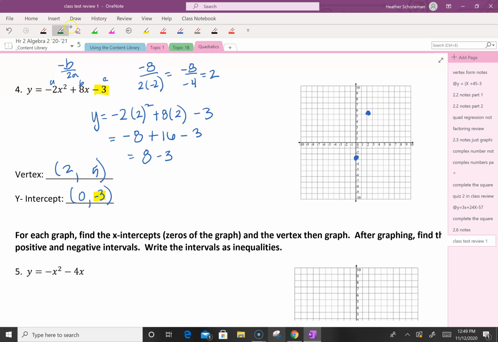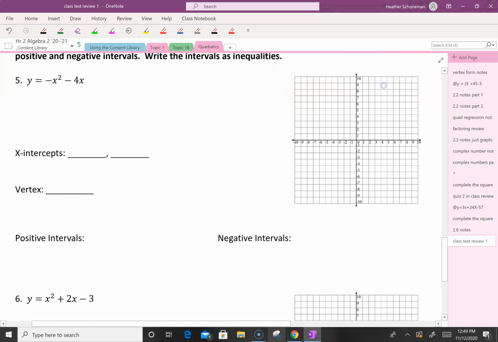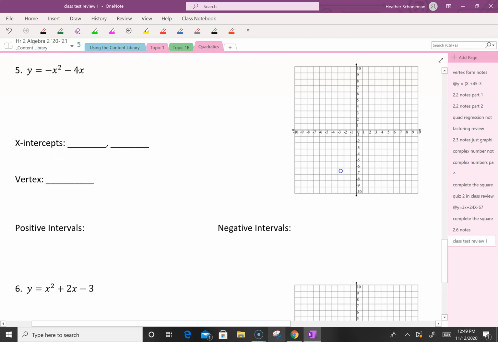To do my graph, I know that my parabola has to be symmetrical on the line that runs through the vertex. So since this point was 2 to the left, this has to be 2 to the right, and there is my parabola. This last type is what we did on the last quiz, so this should be more familiar to you, or at least more current in your memory.